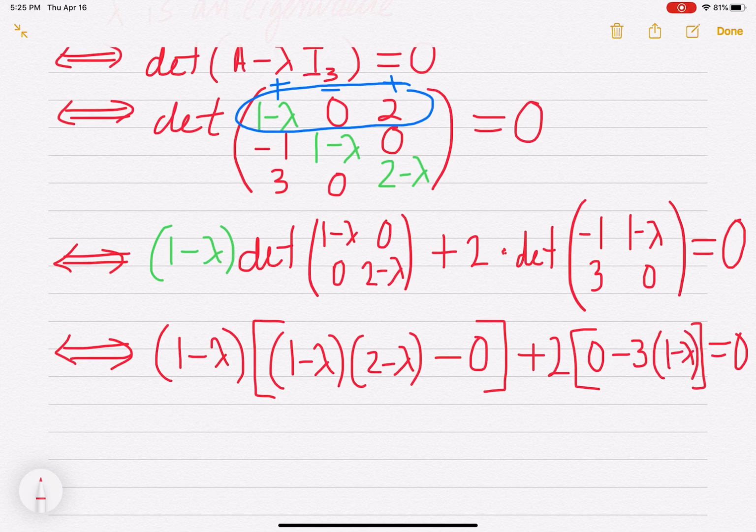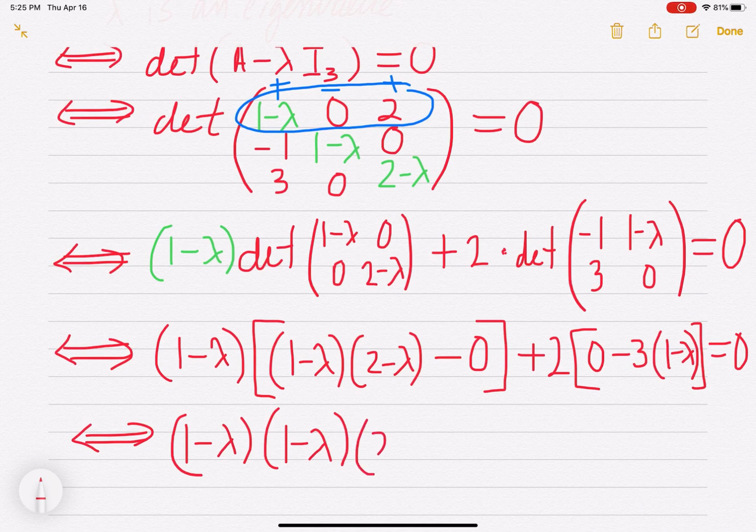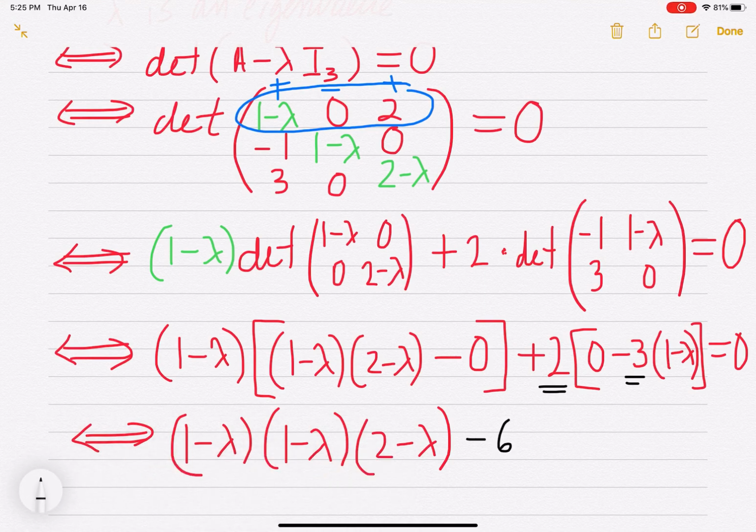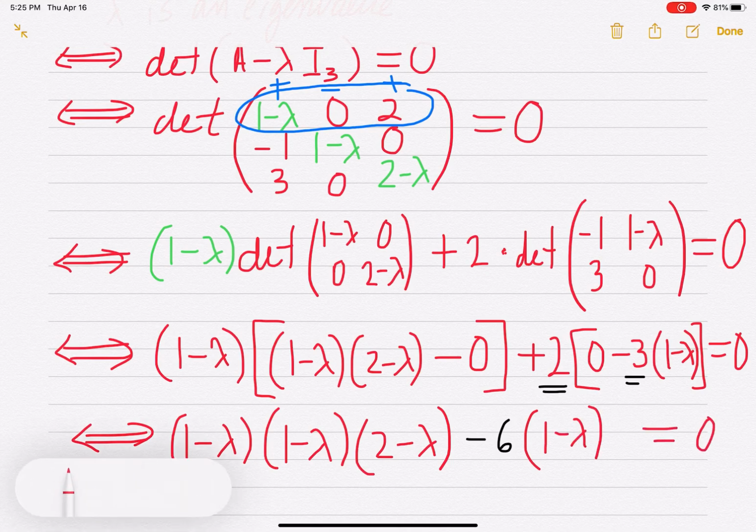Now that's all equal to 0. So what happens? We have 1 minus lambda in parentheses, 1 minus lambda in parentheses, and 2 minus lambda in parentheses. Then over here, we can multiply this 2 and this negative 3. That's going to give us minus 6. And then we have in parentheses remaining 1 minus lambda. And all that's equal to 0. I just ignored the 0 right here. That 0 you can just ignore.